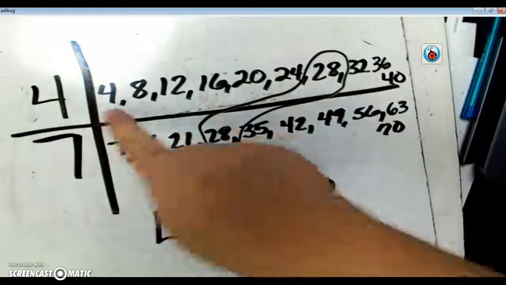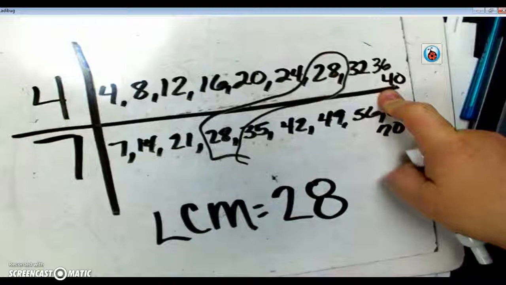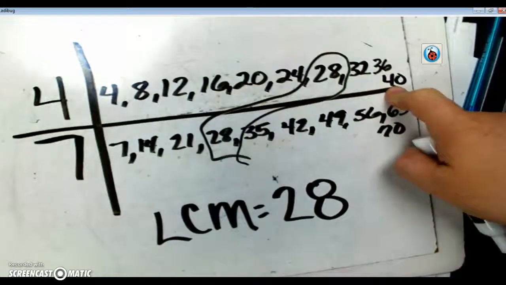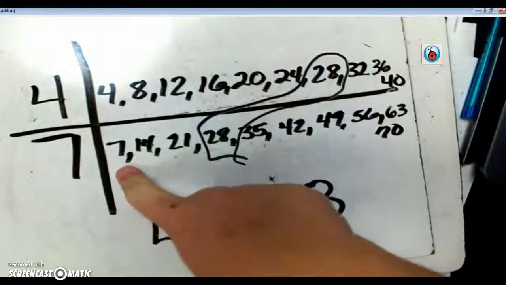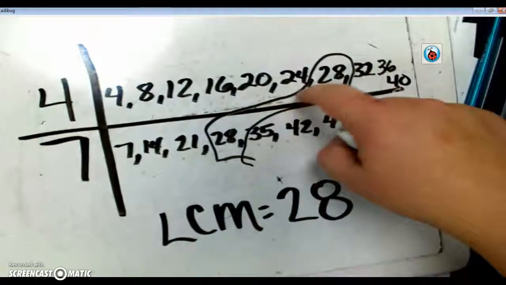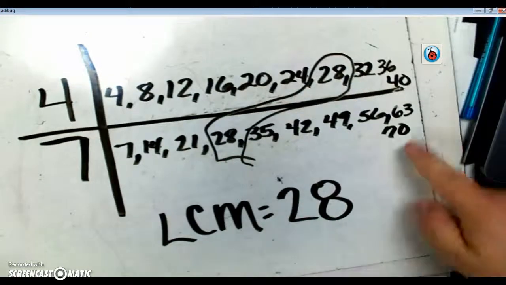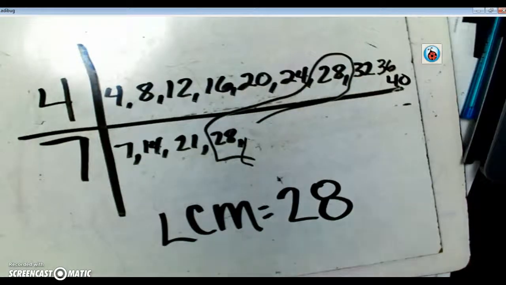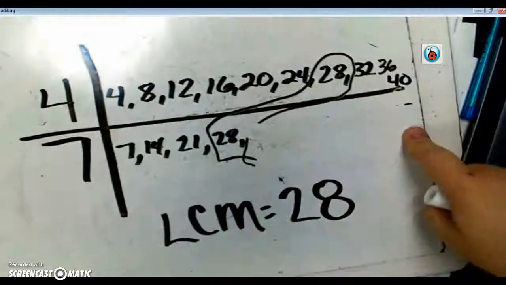So after I list the multiples of the first number, and I start listing them for the second number, the first time I list a number that I remember is up here, I can stop. I could have stopped when I got to 28. Because ultimately, your final goal is to find the least common multiple. Once you find that smallest number that they both have, you can stop listing multiples of your second number.